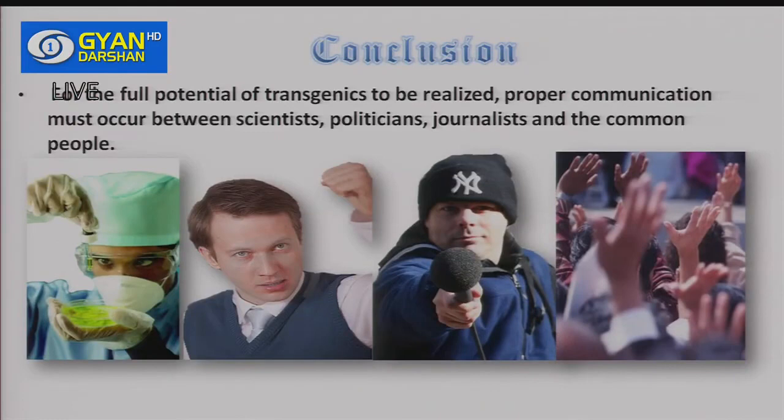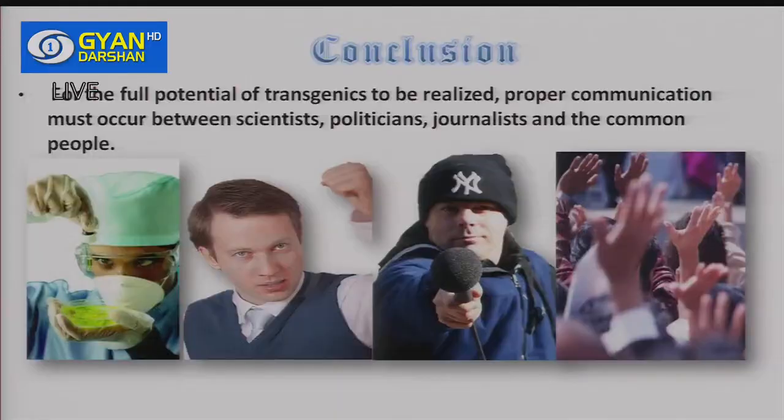So for the full potential of transgenics to be realized, there should be proper communication. Scientists alone cannot do anything. There should be unison, or proper communication between the different groups: scientists, politicians, journalists, and common people. Journalists have a very important role, because if you write something which is not scientific in the media, then the people will believe that. So all of these people should come under one umbrella. They should be united, and only then can we make the masses understand.